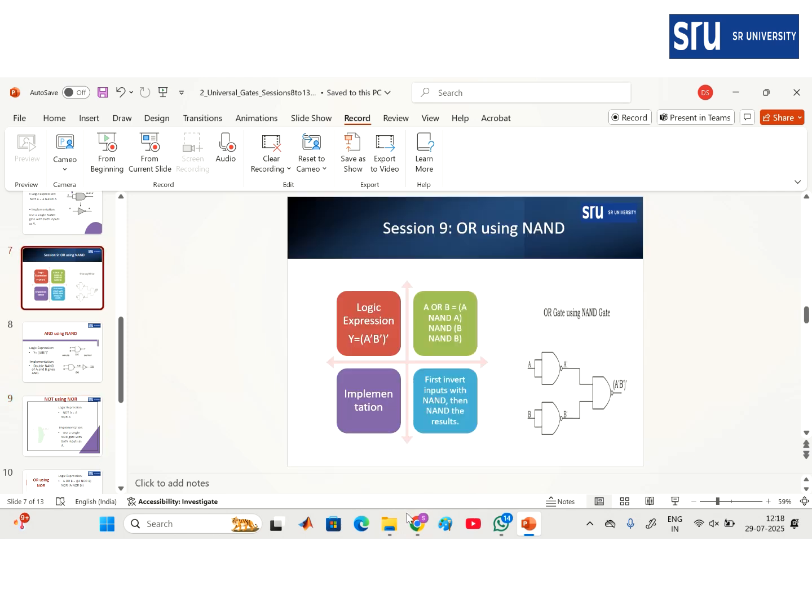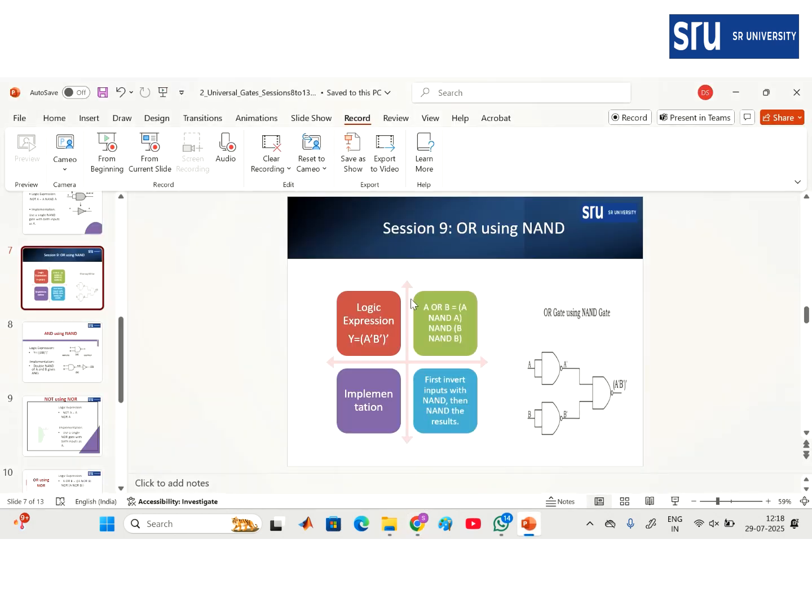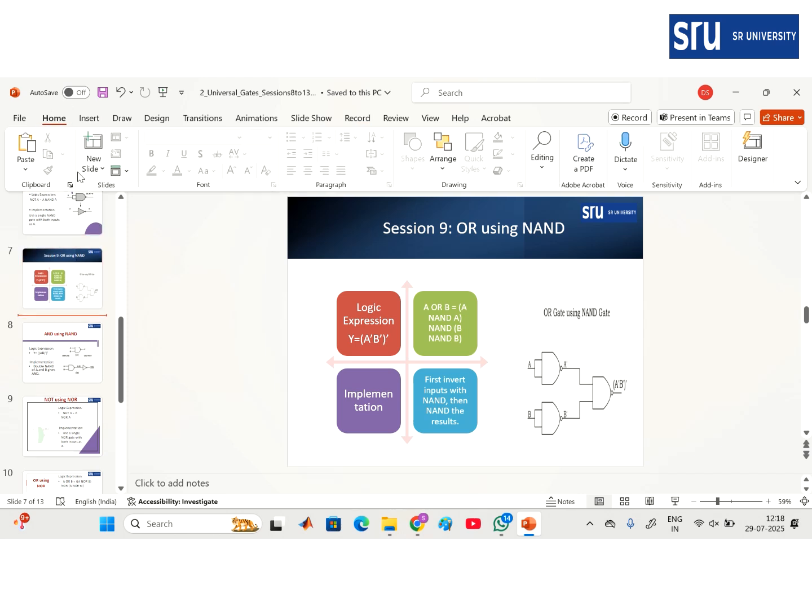Next, this is our Tinkercad circuit that we designed in the last class. Whenever both inputs are on, the output is definitely 0. The first circuit is the NAND gate, that is 7400. The second gate is 7402, that is the NOR gate. When the input is off, the output is on. Similarly, we will design the OR gate using the Tinkercad simulation. So let us take one new slide.